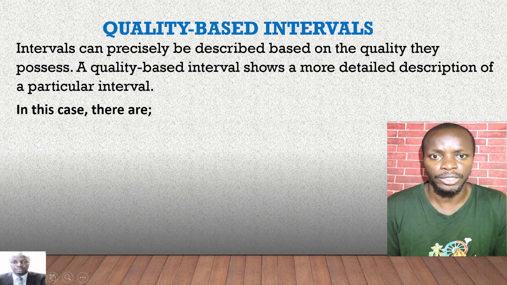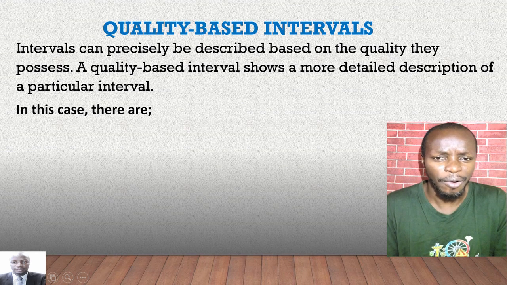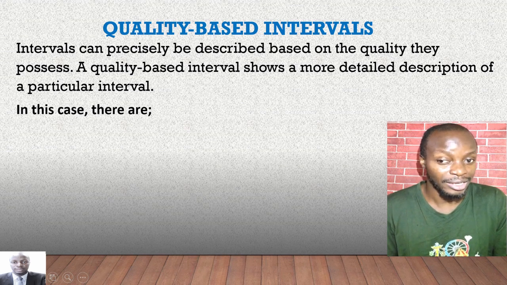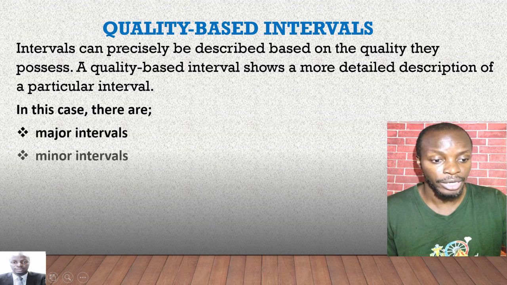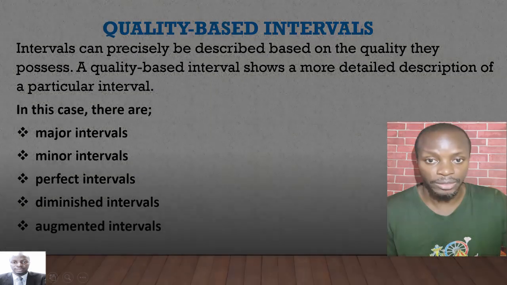So this is what I mean. For instance, when you say a third, we have different kinds of thirds. It could be a minor third, it could be a major third, it could be a diminished third. With quality-based intervals, you know the specific kind of interval that exists between two pitches, right? And you can get the precise quality of an interval by determining the number of semitones that can be found between the two pitches, right? So in this case, there are major intervals, minor intervals, perfect intervals, diminished intervals, and augmented intervals.